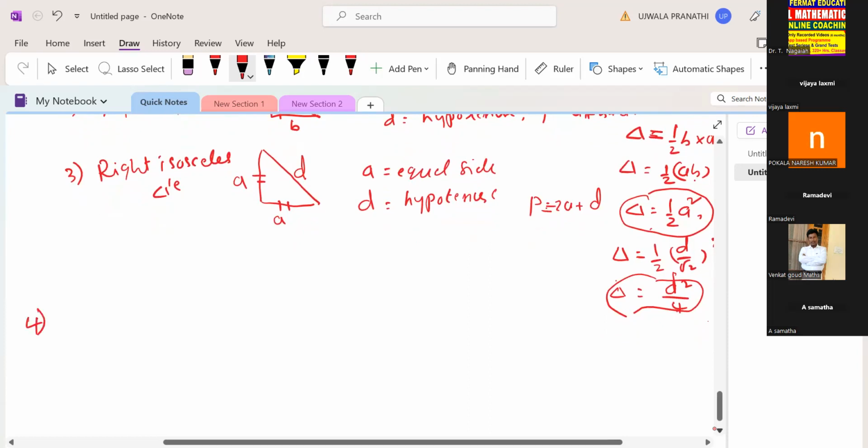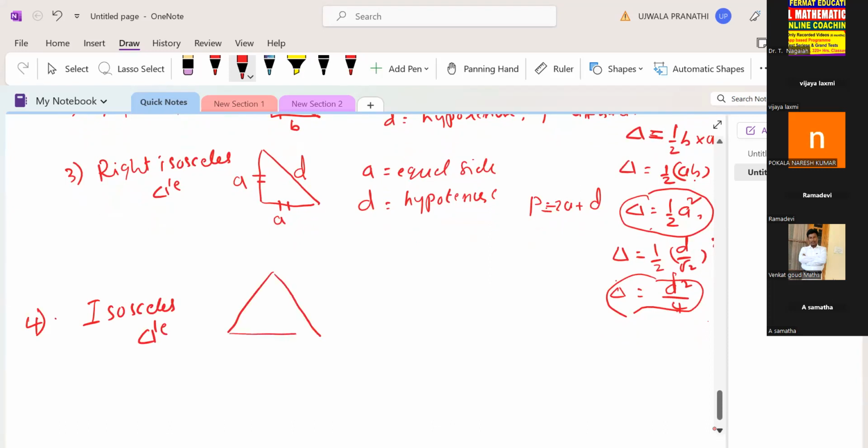Next, fourth one, isosceles triangle. So this is the isosceles triangle. Two sides are equal, then it is called isosceles triangle. These two sides are equal. Let it be some A. This is the A. This is the B. So if we draw an altitude from the vertex to the opposite side, then it divides the opposite side into two parts. If this is totally B, this is B by 2.